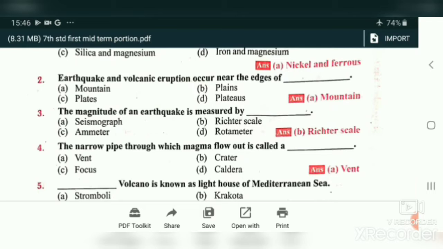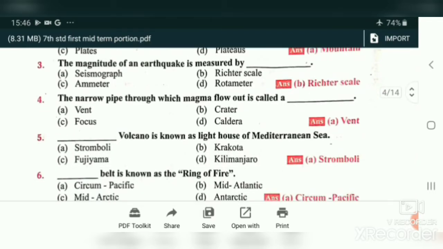The magnitude of an earthquake is measured by, this is an important GK question, the Richter scale. The narrow pipe through which magma flows out is called a vent. This is also an important one. Which volcano is known as the lighthouse of the Mediterranean Sea? Stromboli. Which belt is known as the ring of fire? Circum-Pacific.